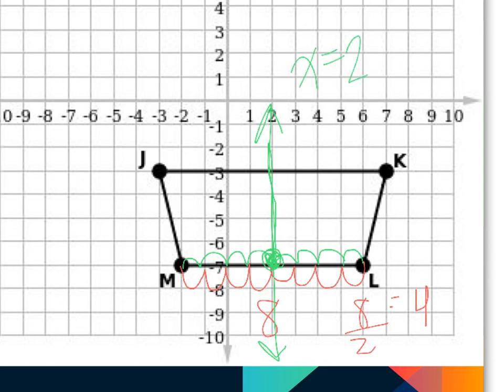I guess you could have looked at the other side, JK, and done the same process, but it's easier to work with the shorter side because it's smaller numbers. So what we see is if we were to fold or to reflect this figure across x equals 2, then we would get J to map over here to K, right? So J prime would be here, K prime would map over here, M prime would map here, and L prime would map here. So all the points would wind up on the original figure, but the orientation will have been switched.